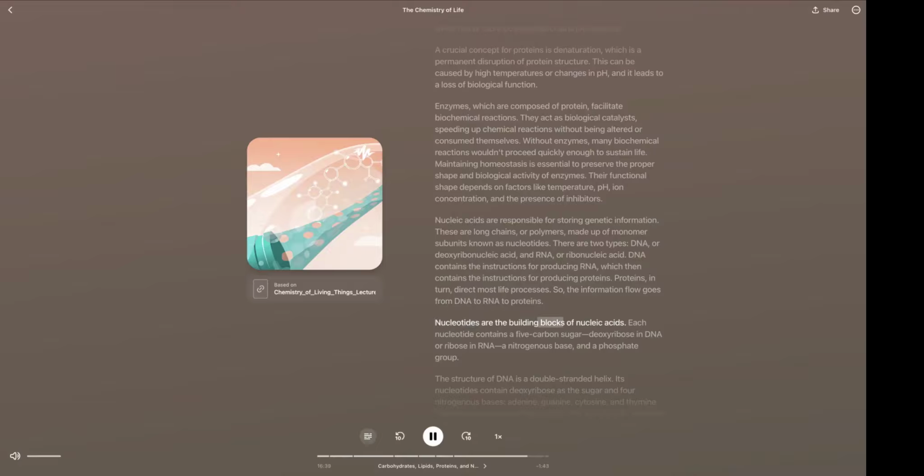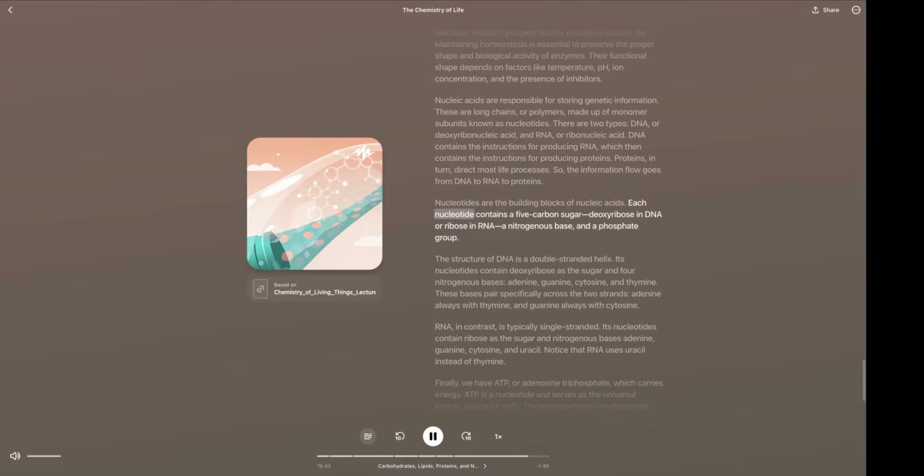Nucleotides are the building blocks of nucleic acids. Each nucleotide contains a 5-carbon sugar, deoxyribose in DNA or ribose in RNA, a nitrogenous base, and a phosphate group. The structure of DNA is a double-stranded helix. Its nucleotides contain deoxyribose as the sugar and 4 nitrogenous bases: adenine, guanine, cytosine, and thymine. These bases pair specifically across the 2 strands, adenine always with thymine and guanine always with cytosine.